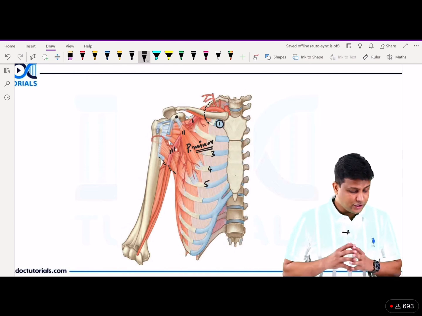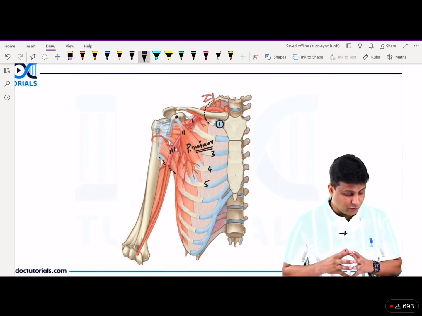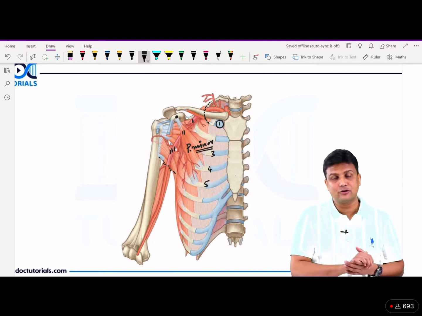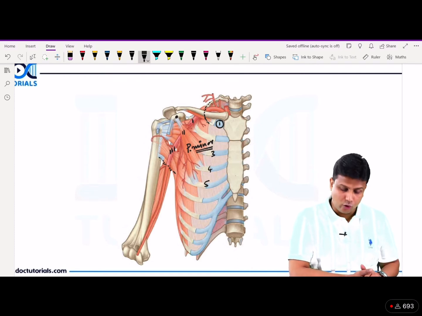So, one question which is possible here is that the axillary artery is divided into how many parts? 3 parts. By which muscle? That is your pectoralis minor muscle. So, pectoralis minor muscle will divide the entire axillary artery into how many parts? 3 parts.